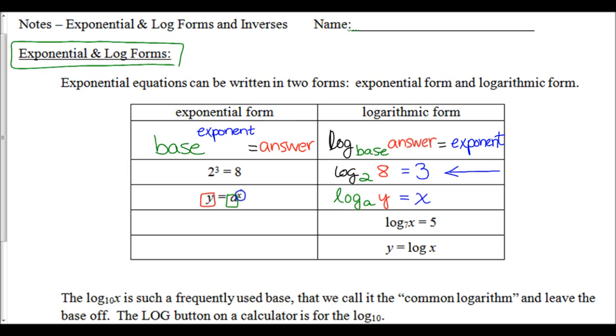If the x used to be with the base, it's now by itself. If the y used to be by itself, it's now with the base. To convert from logarithmic form into exponential form, we're going to use the same idea.